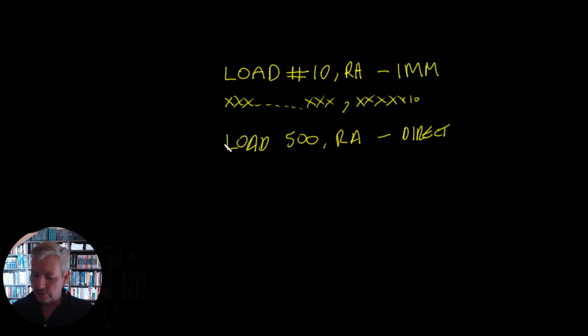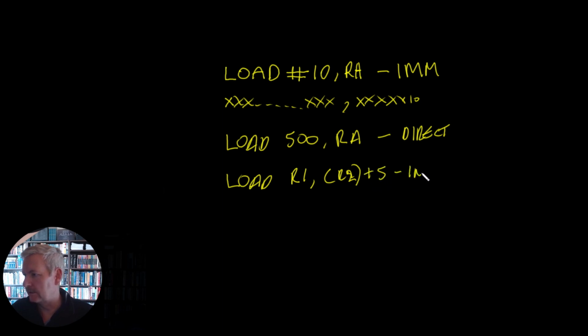Now, the next one that we look at is going to be an indexed method. So we could have, for example, load the value R1, comma, and in brackets R2 plus 5, and this is our indexed. What we do is go to a memory location given by this here. That shouldn't say R2, we can just put RA because it could be anything. So we go to this memory location and then load the value in this memory location into register R1.